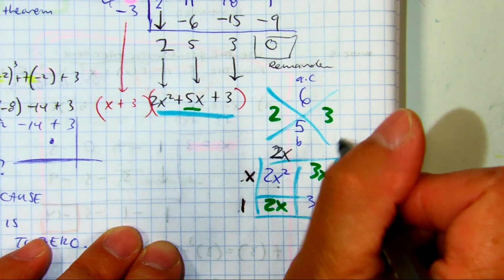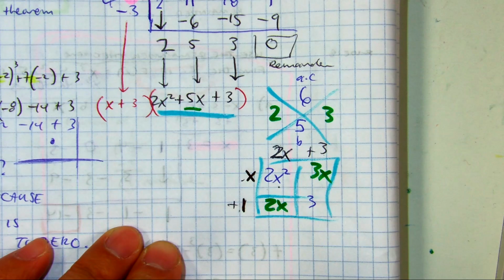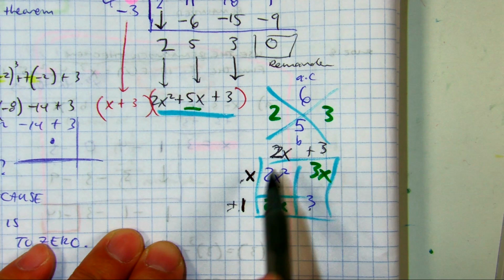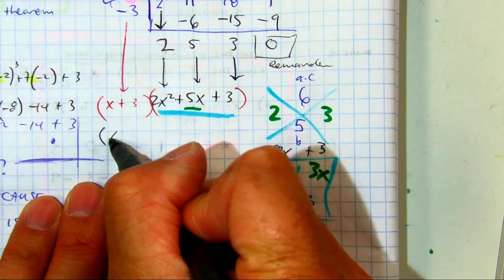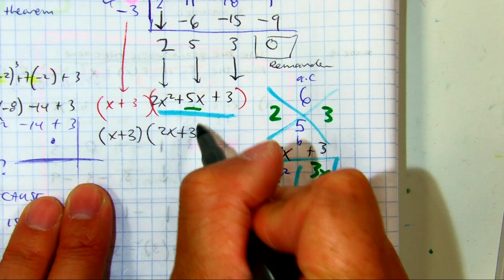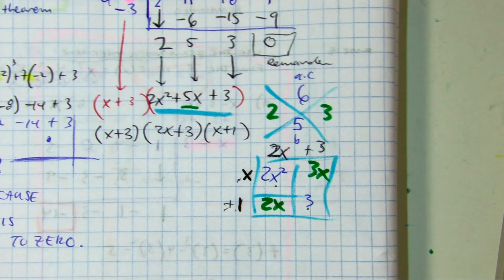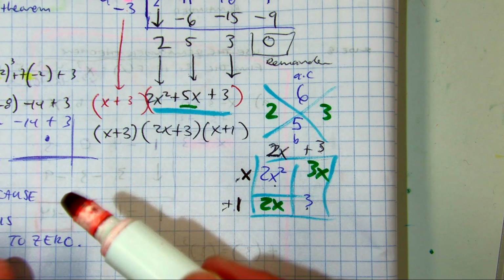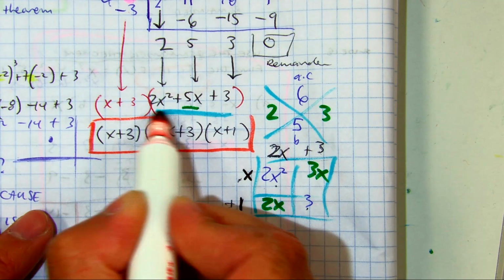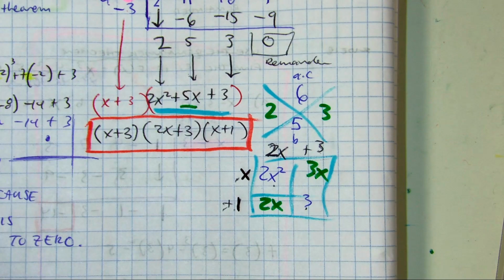What goes there? Positive or negative? These are positives, right? 3 times x, 3x. 3 times 1 is 3. So those on the outside now are our factors for the blue. 2x plus 3, x plus 1. The order in which I write the binomials does not matter. And now you've actually factored here. Fancy word, they call these linear factors. They're linear factors because they're to the first power.